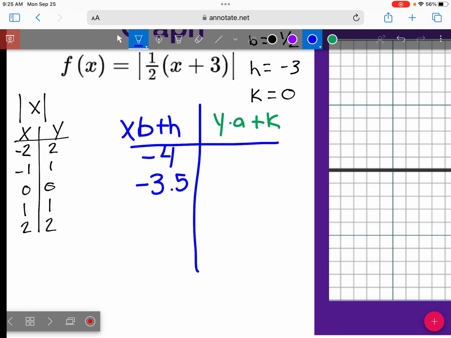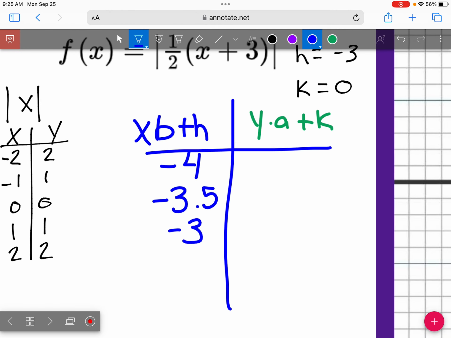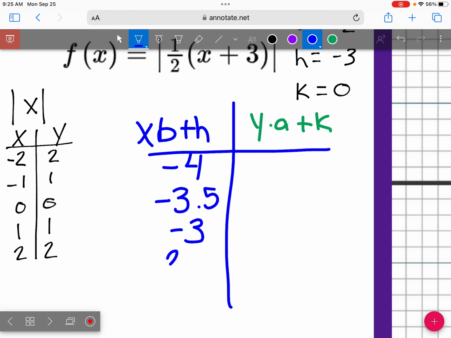So we're going to take our 0 from our parent table. 0 times 1/2 minus 3. 1 times 1/2, 0.5 minus 3, -2.5. 1/2 minus 3. It's -2.5. All right, 2 times 1/2 minus 3. -2. Watch out for those signs.